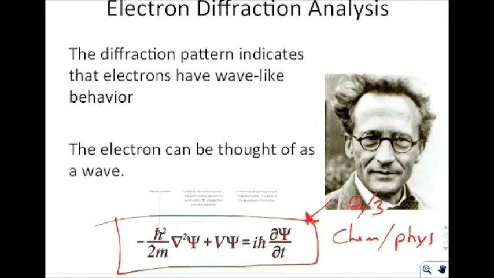So that's what we call a quantum model. And the difference between a quantum model and a classical model is that a classical model treats electrons like particles, and a quantum model treats electrons like waves and talks about the position of electrons in terms of probabilities.